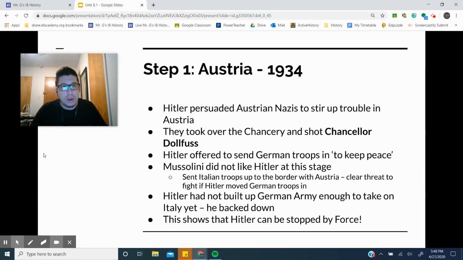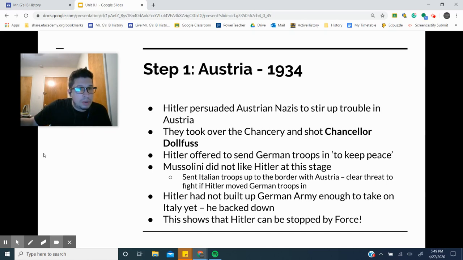So the Austrian government doesn't really know how to handle this, right? They don't really know what to do. So Adolf Hitler is going to lend help. All right, he's going to say, "Let me march my military into Austria to keep the peace."